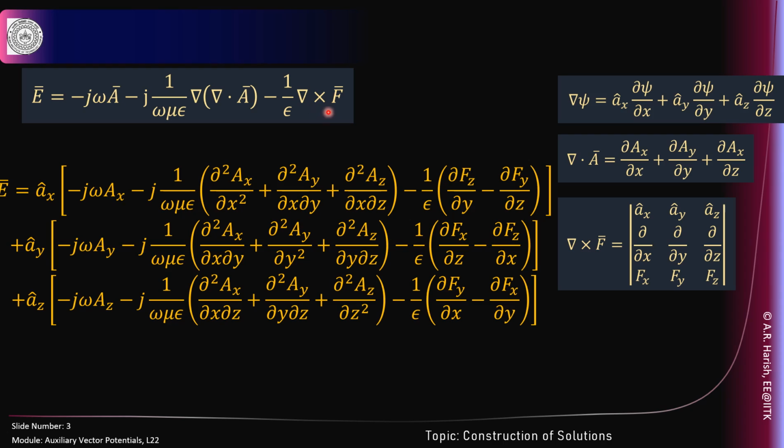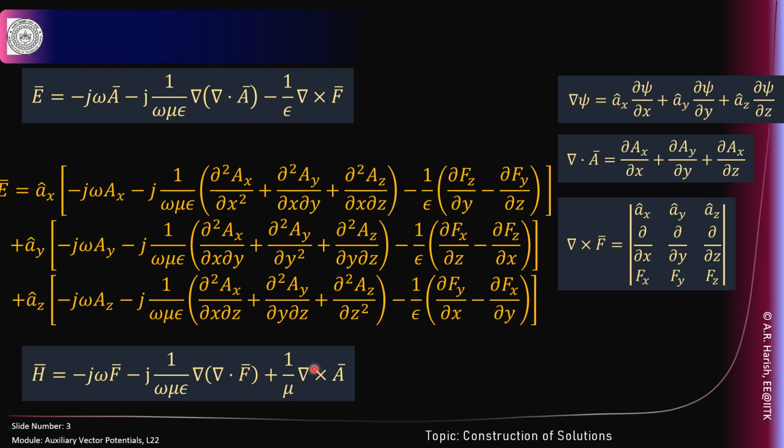And when it comes to del cross F, I use this determinant form to evaluate del cross F. So x-hat times del Fz by del y, that term there, minus del Fy by del z is that quantity there. Minus 1 by epsilon is coming from here. So can you similarly write these two rows down? I hope I have not made any mistakes in this. If there are, as usual, please let me know. I'll fix them. So H is given by this equation, which looks very similar to E.